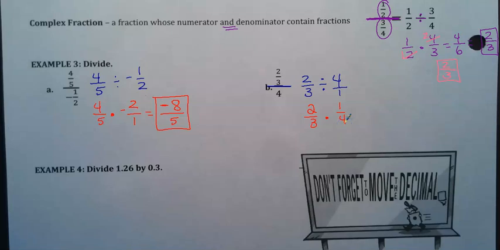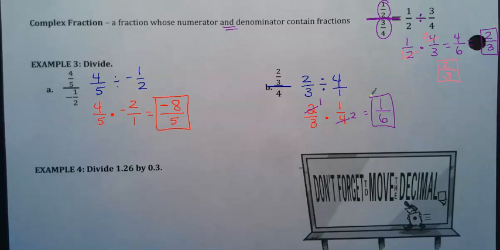Anything cancel? Absolutely right. The 2 and the 4 do. 2 will go into both of those numbers. 2 divided by 2 is 1. 4 divided by 2 is 2. So 1 times 1 equals 1. 3 times 2 equals 6. Perfect. So 1/6. All right, example 4 is our last one there.